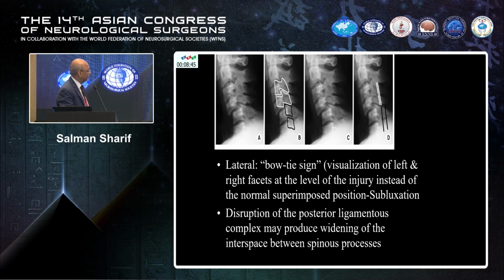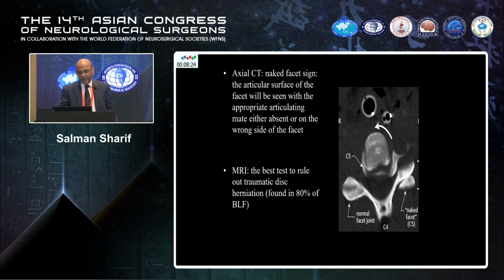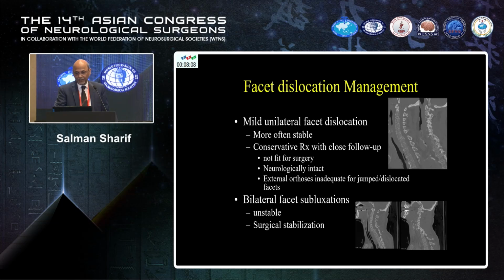Laterally, you see this bow tie sign. That bow tie sign is visualization of the left and right facets at the level of injury instead of the normal superimposed position. Disruption of the posterior ligamentous complex may produce widening of the interspace between spinous processes, and that's when the bow tie sign comes into play as well. The other thing we can see clearly is the naked facet sign, where the articular surface of the facet is seen not articulating, but lying separately, free, naked, and that's why it's called the naked sign. On MRI, you can see it as well.